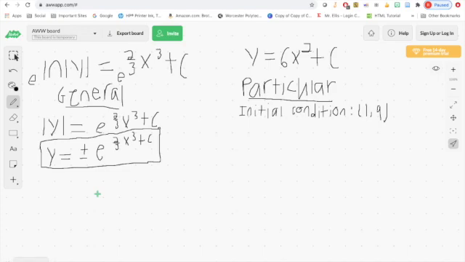Now let's move on to the particular side of things. So we have an initial condition, and we shouldn't have a c value left. So let's start by plugging in 1, 9 for x and y. So what's going to happen here is the y is 9 in this ordered pair. So I like to start with parentheses, 6, and then x is 1. So we're going to plug that in, squared plus c.